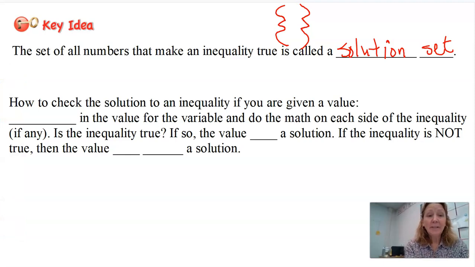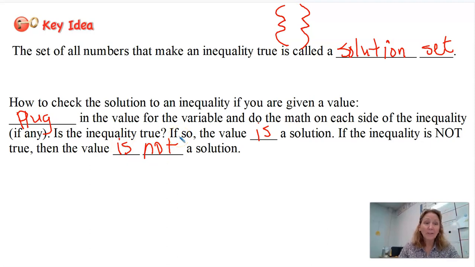Okay, so how to check if a number is a solution to an inequality. Here's what you do. You plug in the value for the variable. You do the math on each side of the inequality. Then you ask yourself if the inequality is true. If so, the value is a solution. And if it's not true, then the value is not a solution. Just like when we were checking equations, it's very similar for inequalities.